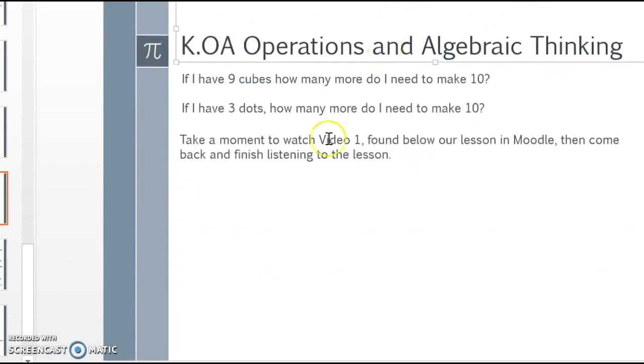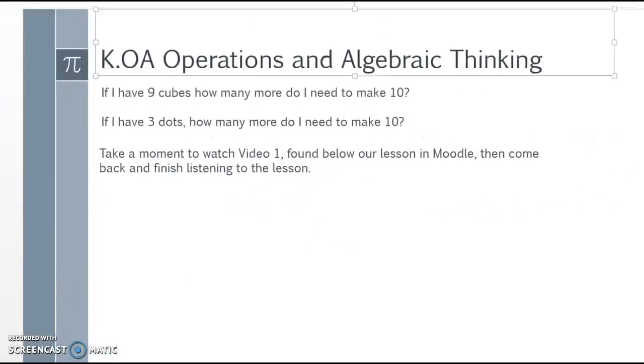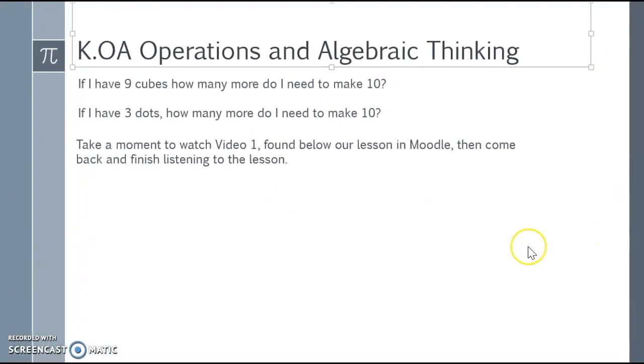So what I'd like you to do is pause our video and go into the lesson and watch video 1, which is found just below our lesson in Moodle, and come back and finish listening to our lesson video. So pause this and watch that one real quick and come back.